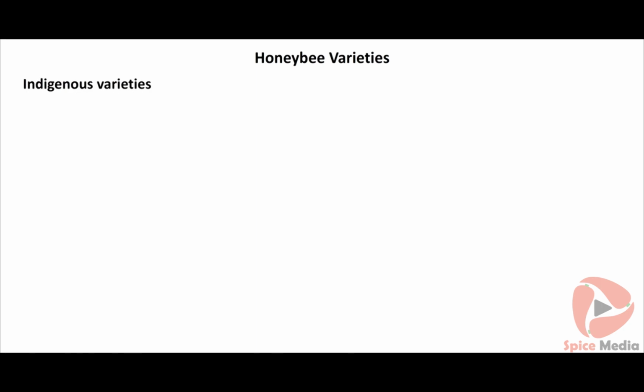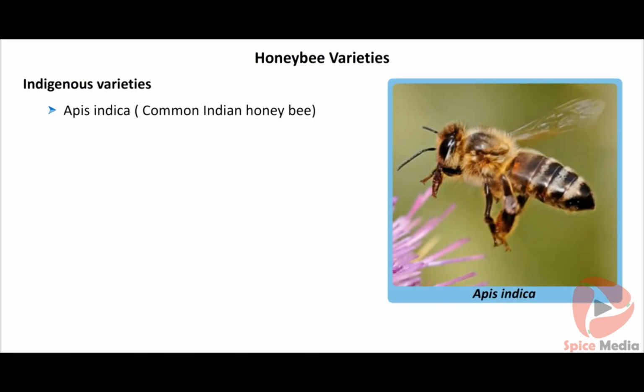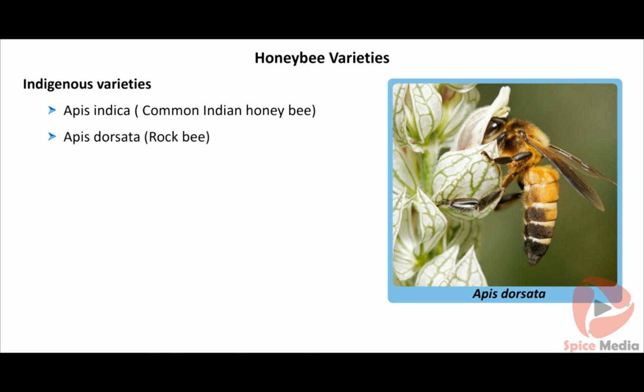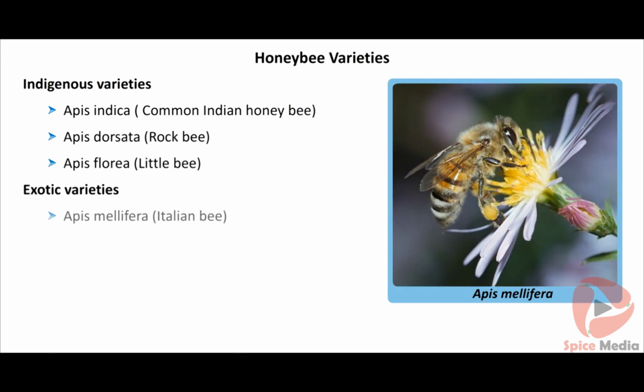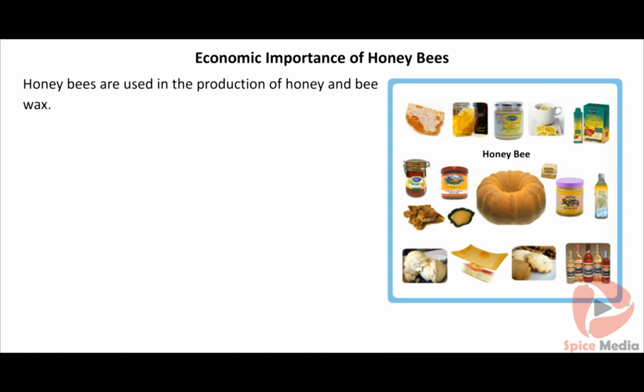Indigenous varieties include Apis indica, common Indian honeybee; Apis dorsata, rock bee; Apis florea, little bee. Exotic varieties include Apis mellifera, Italian bee; Apis adamsoni, South African bee. Honeybees are used in the production of honey and bee wax.